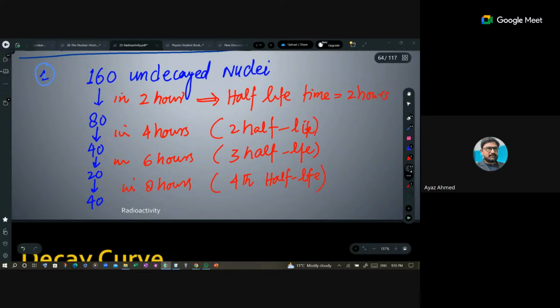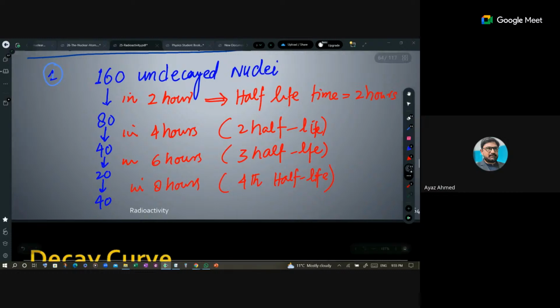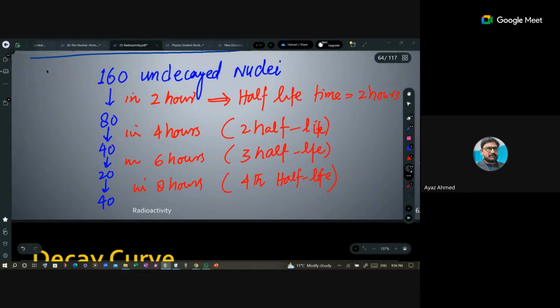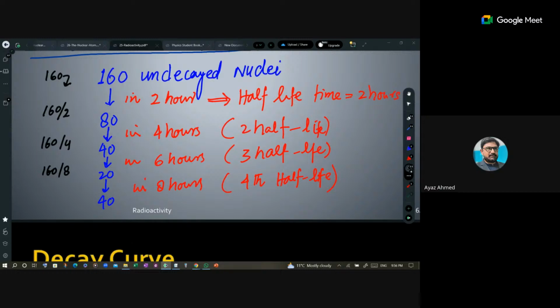Now, my question is, did you notice that 160 becomes 160 divided by 2 after the first half life, then 160 divided by 4 after the second half life, 160 divided by 8 in the third half life, and 160 divided by 16 in the fourth half life? Did you notice?